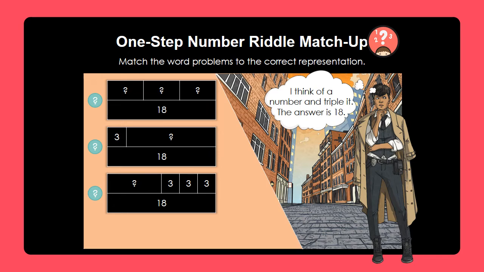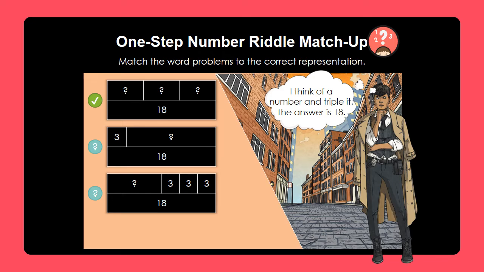Excellent. We know that the total is 18. The number that we thought of, when we triple it, we get 18. And if we're tripling a number, it means that number is added to itself 2 more times. So each time it has the same value. So the answer here is the first one. Okay? See if you can use that to help you work out what the number is that I was thinking of.